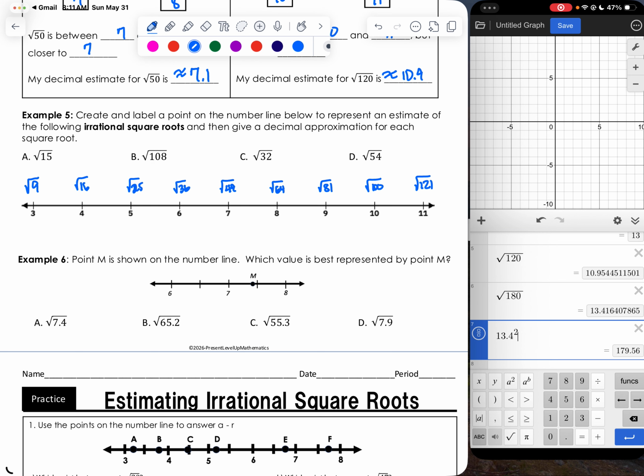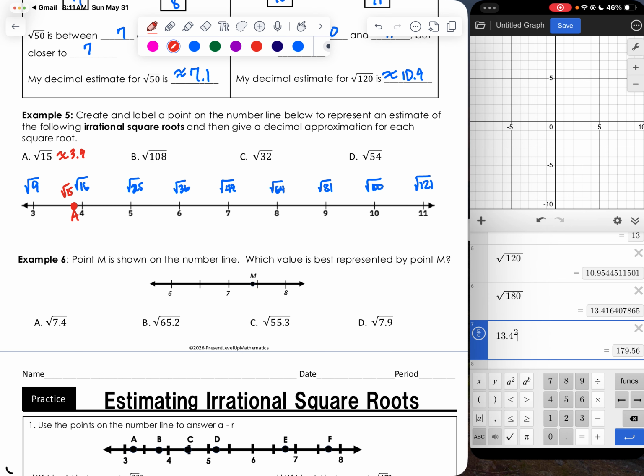Now, knowing these perfect squares is going to help me figure out where to place each irrational square root. So, for example, the square root of 15 is very close to 16. So I want to put it right here, and I'm going to label that point A. So point A is a number between 3 and 4, but it's closer to 4. So maybe something like 3.9. Again, this is just an estimate.